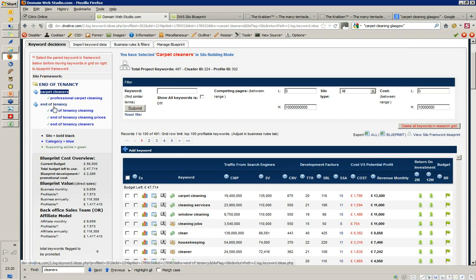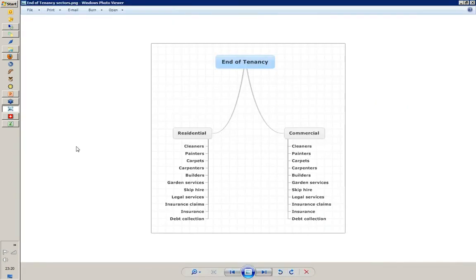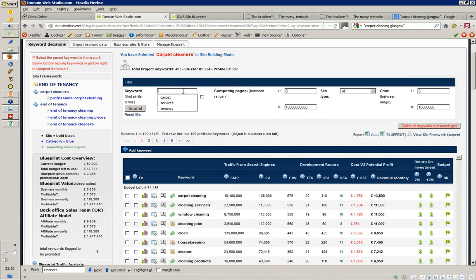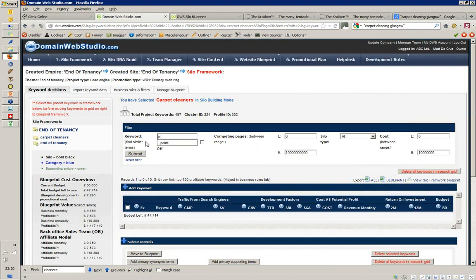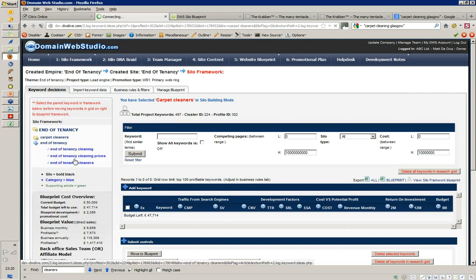So I'm looking for some more things for end of tenancy. I'm going to go through my list again, and I'll see what keywords I got back with the word paint in it, to see if there's anything to do with that. And if it hasn't, we just look for more end of tenancy services. So you've got nothing with paint. I don't think they'll be there. So end of tenancy. What else can I put in here? End of tenancy cleaning.